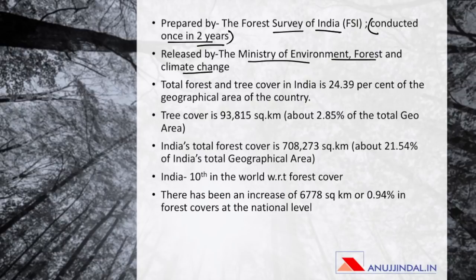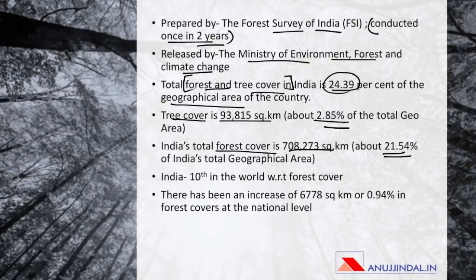According to the report, total forest and tree cover in India is 24.39% of geographical area of the country. Now, look at this very briefly: forest and tree cover. It is talking about two things: forest cover as well as tree cover. When we break it down, we find out that the tree cover is 2.85% of the total geographical area at 93,000 square kilometers, whereas the forest cover is almost 7 lakh square kilometers at 21.5% of total geographical area of the country. And we add these two, we find out that we reach 24.39%. So it's very important to remember this aggregate as well as this division or classification.